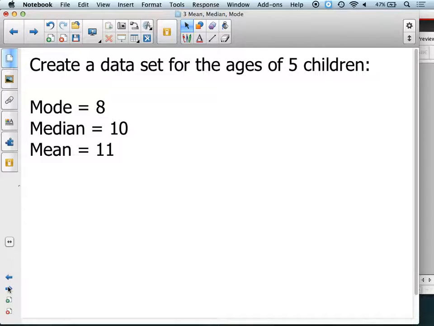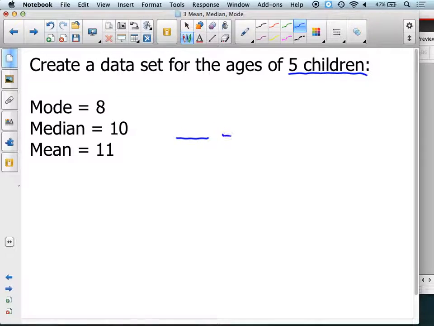Well, let's see if we can do this. So it says that the mode is 8, the median is 10, the mean is 11, but more importantly, it says that there are 5 children. So I'm going to think about this. Here are their 5 ages. Those blank spaces represent their 5 ages. So let's see if we can fill in some of these values.